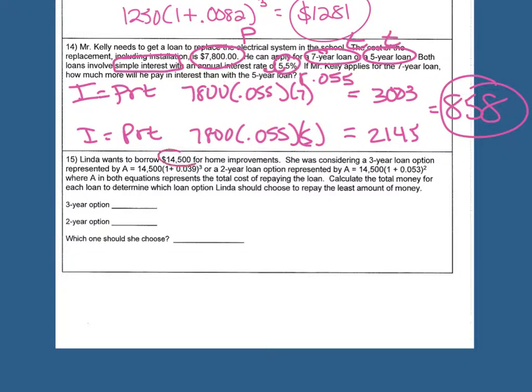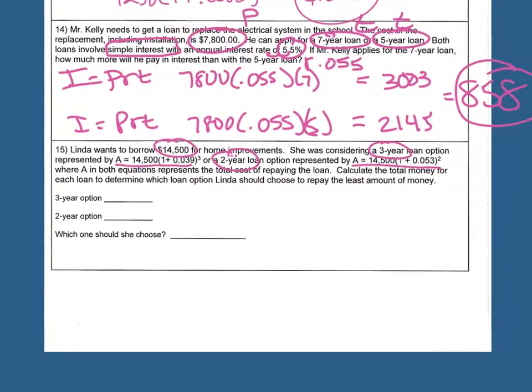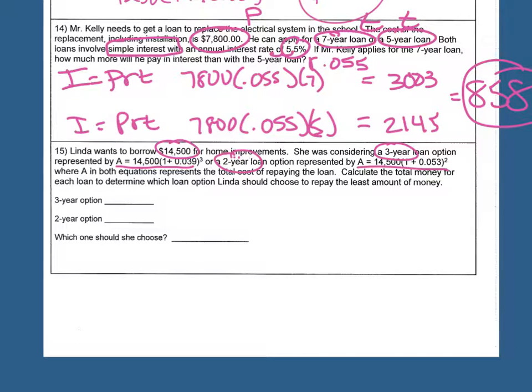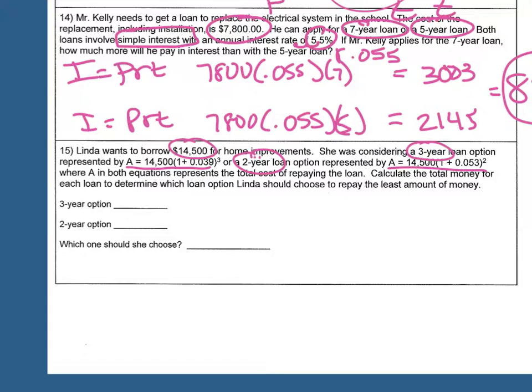Linda wants to borrow $14,500 for home improvements. She was considering a 3-year loan represented by that formula or a 2-year. Where A in both equations represents the total cost of repaying the loan, calculate the total money for each loan to determine which loan option Linda should choose to repay the least amount of money.